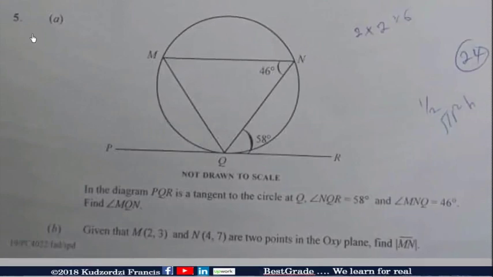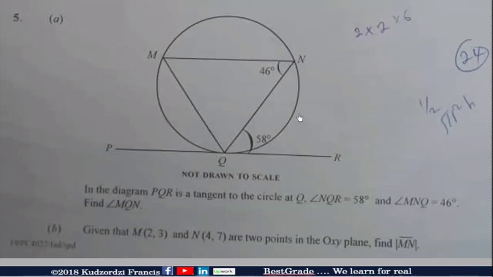We have this fifth question. In the diagram, PQR is a tangent. This line is a tangent to the given circle at Q over here. Now, angle NQR, this angle over here, NQR, this angle is 58 degrees, and angle MNQ, this angle is 46.